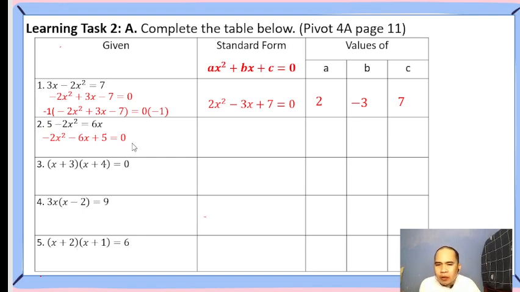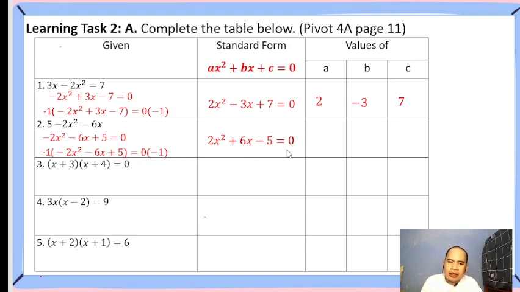So again, to eliminate the negative value of A, multiply natin sa negative 1 both sides. So magiging 2x squared. The negative 1 times negative 2x squared is 2x squared. Negative times negative 6x is positive 6x. The negative times positive 5 is negative 5. So, we have here 0 times negative 1 is still 0. So, meron na tayong value of A, 2. Ang value of B natin is 6. And ang value of C natin is negative 5.